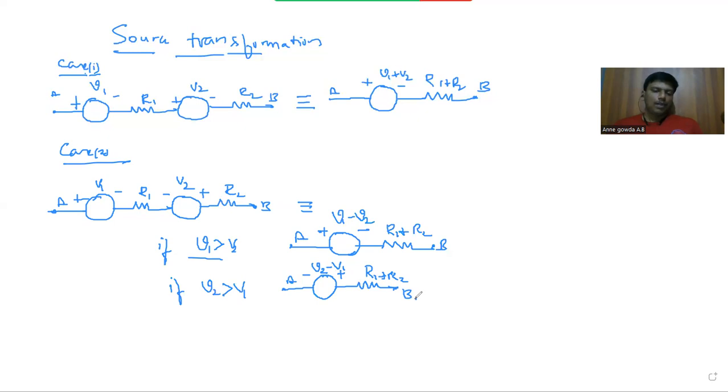So this is what happens if two voltage sources are connected in series. If they are of the same polarity, then add those two voltage sources, that is V1 plus V2. If two voltage sources are of opposite polarity, then you replace the two voltage sources with a single voltage source. Two cases will come, whether V1 is greater than V2 or V2 is greater than V1.